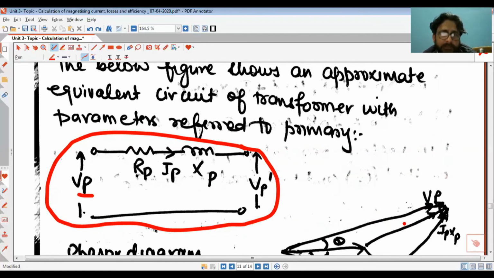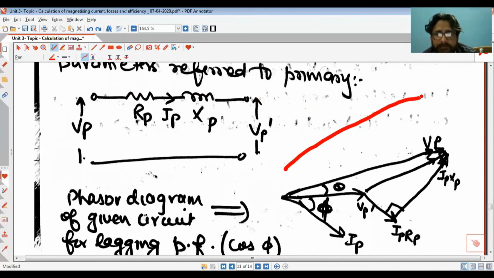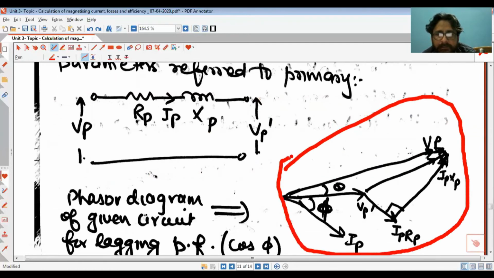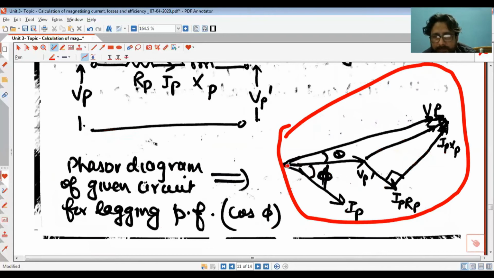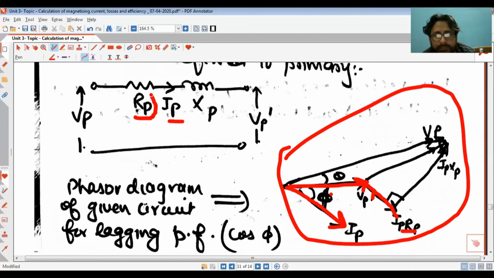So these are the equations we obtain by using the referred values. Okay, so the phasor diagram of this circuit is given here. This is the lagging power factor phasor diagram. You can see this is the phasor of primary current Ip, which is lagging its voltage Vp dash by angle phi. Okay, similarly, this is here Ip Rp. So when this current Ip will flow through this Rp, the voltage drop across Rp is Ip Rp, and the voltage across this resistance and the current through it will be in same phase.